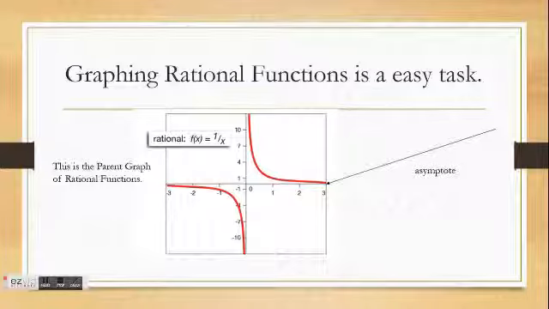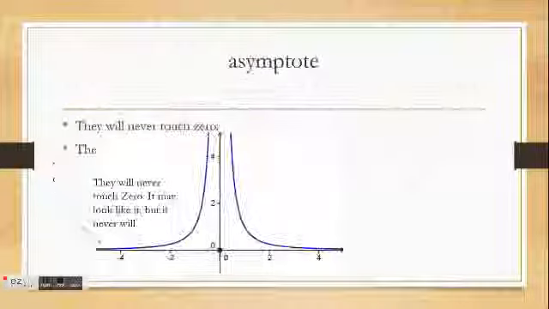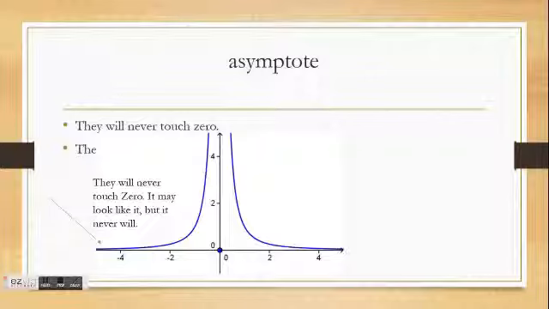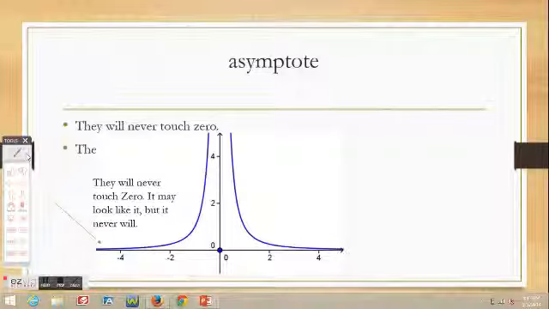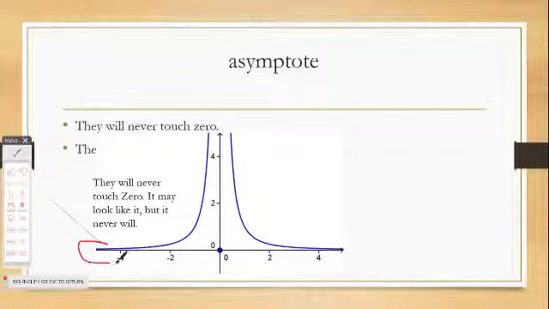This is the parent function you see before you, and that's f of x equals 1 over x. Asymptotes, those are the x and y's that we talked about previously. They will never be 0. The answer will never touch 0, though it may look like it gets close to touching 0. It won't ever touch 0.